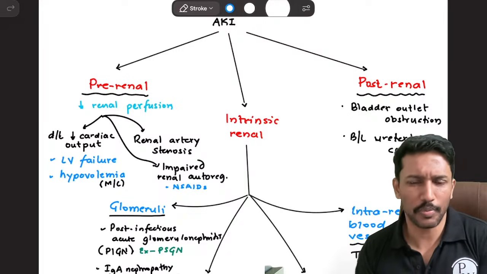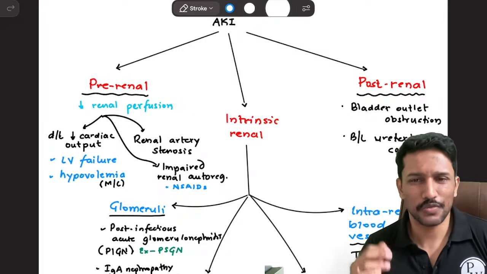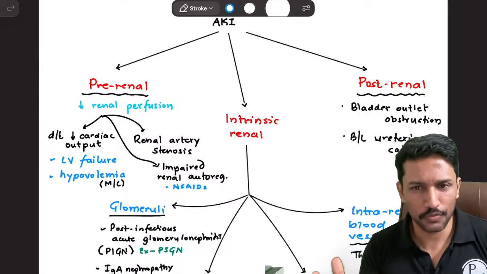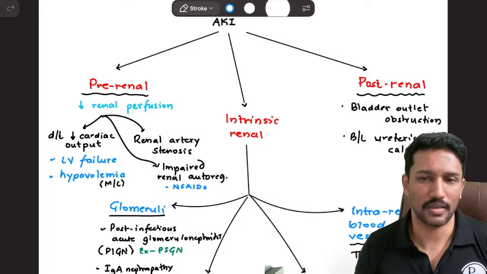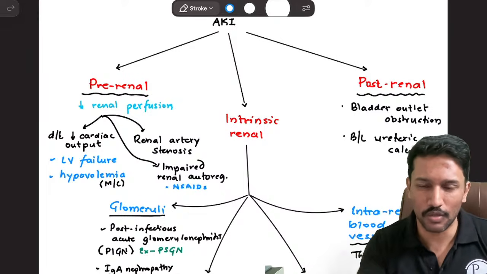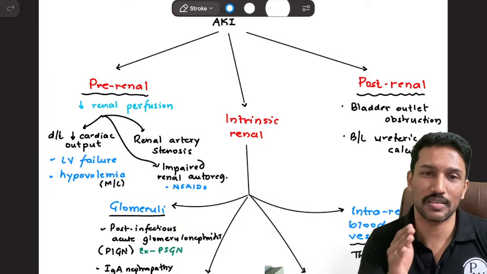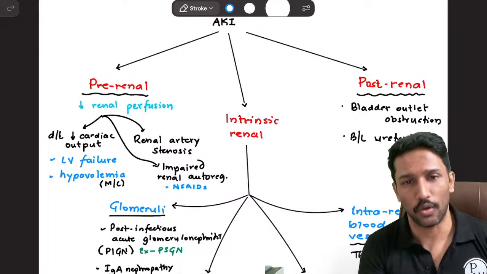In our day-to-day practice, most of the time it is because of severe dehydration, which could be part of blood loss or volume loss due to acute gastroenteritis. So if you see a patient of acute GE in the ward having high creatinine, you know that he has developed prerenal AKI because of hypovolemia.